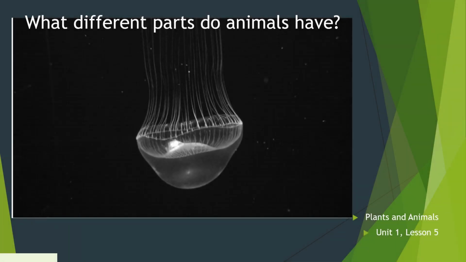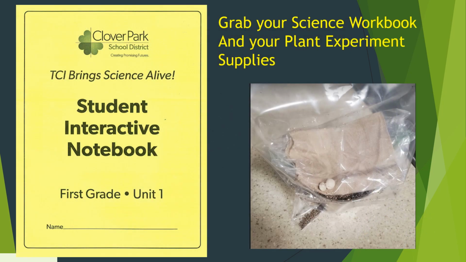Welcome back to Science. This is our unit on plants and animals. We're on lesson 5. What different parts do animals have? Today you need to grab your science workbook and your plant experiment supplies.